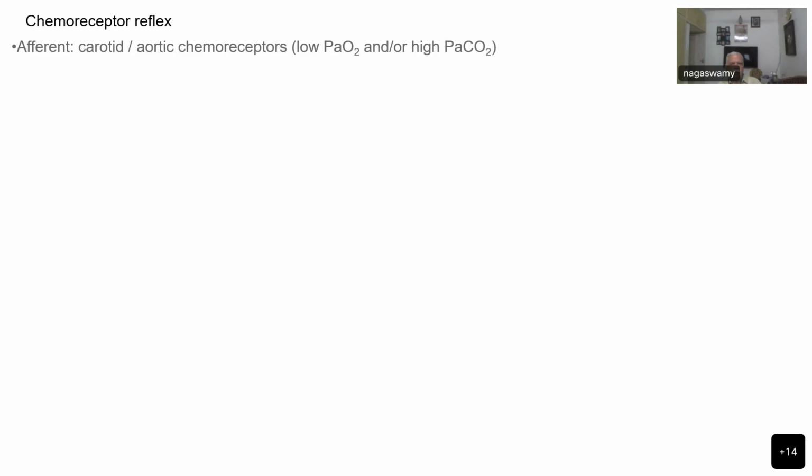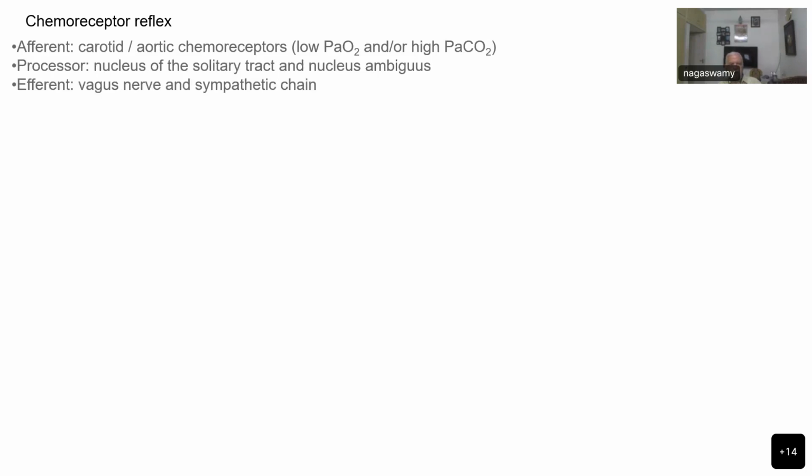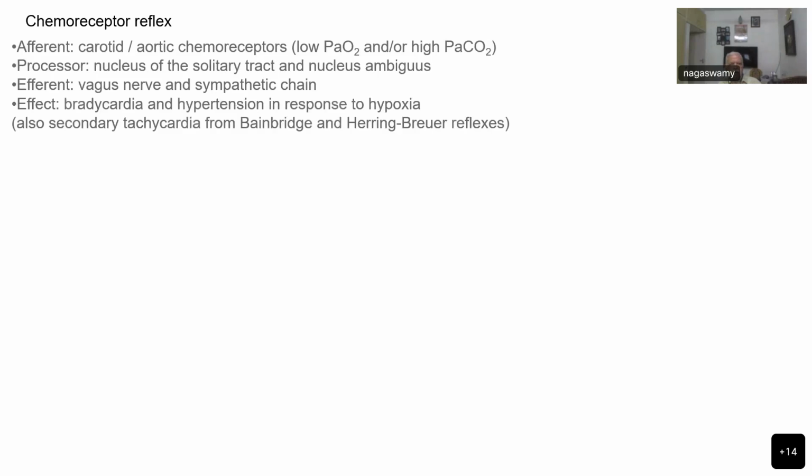Next comes the chemoreceptor reflex, where the afferent is the carotid and aortic chemoreceptor, which sends the low oxygen as well as high carbon dioxide, and it is processed again, most of them are processed at the vagal level and the nucleus ambiguus, and efferent is vagus nerve, again sympathetic chain, and the effect will be bradycardia and hypertension in response to hypoxia, and also secondary tachycardia from Bainbridge and Hering-Breuer reflexes, which will compensate for that.